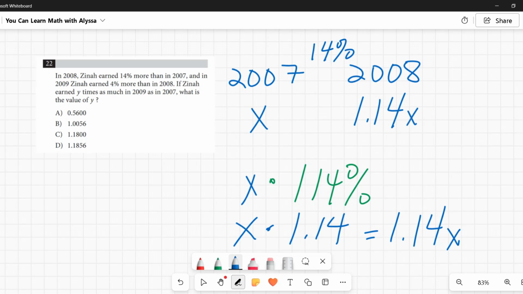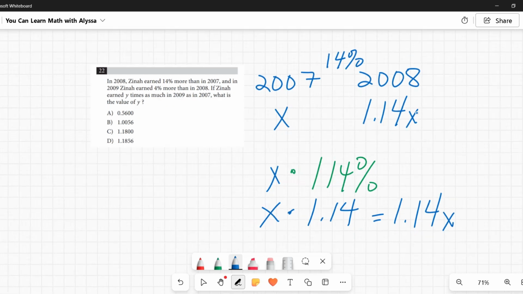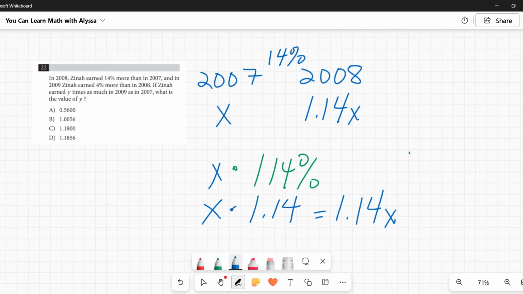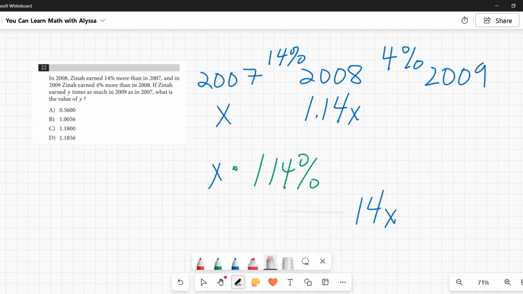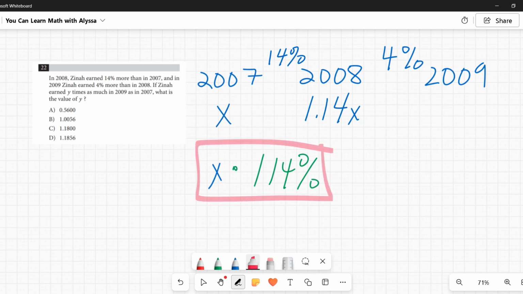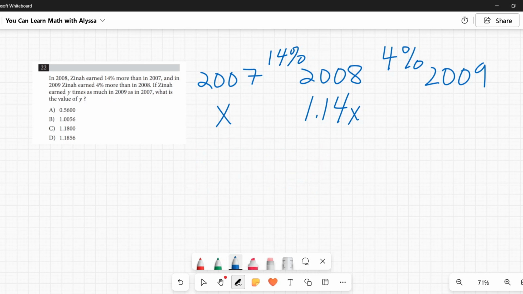Percents are one of those things where, because it's a fraction and it's a decimal, there's always more than one way to look at it. Okay, so that's from 2007 to 2008. Then from 2008 to 2009, she made 4% more. All right, so now this is where, like I said, in the previous one, you could have just looked at it as 1 plus 0.14. This is where I think this method is a little easier to use when you're having these compound, like interest on interest, compound interest.